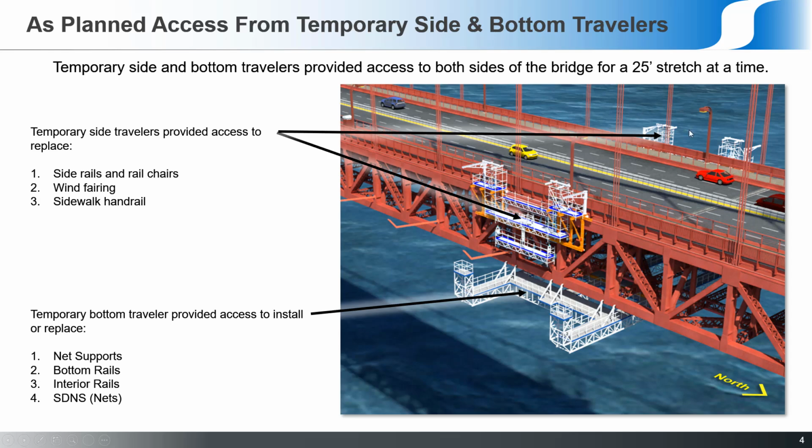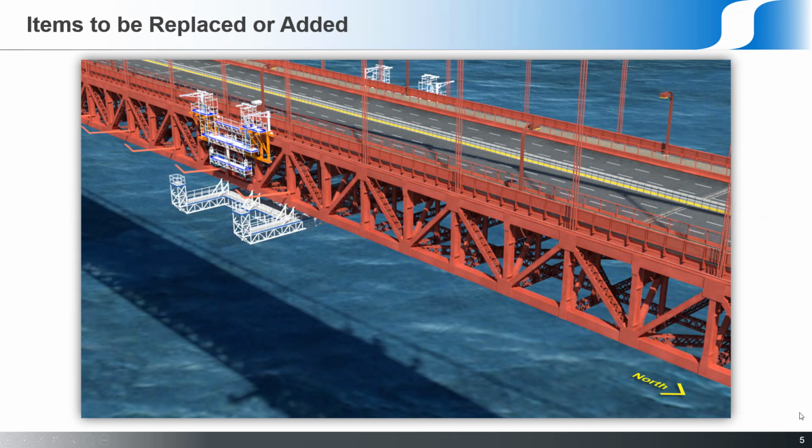So all of that work was planned to be accomplished with this set of travelers, and they could move independently, or they could move together, but they had their own electric motors. They could move when they needed, which meant that the work could proceed at night and day, and they weren't dependent upon access from the roadbed, which meant they didn't have to stop traffic.